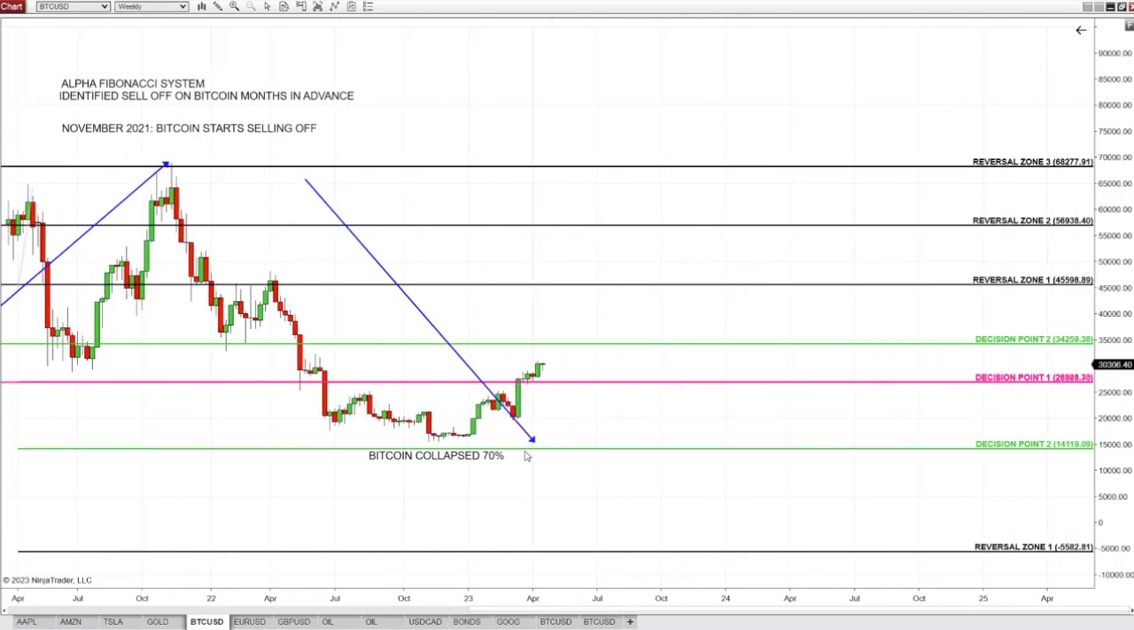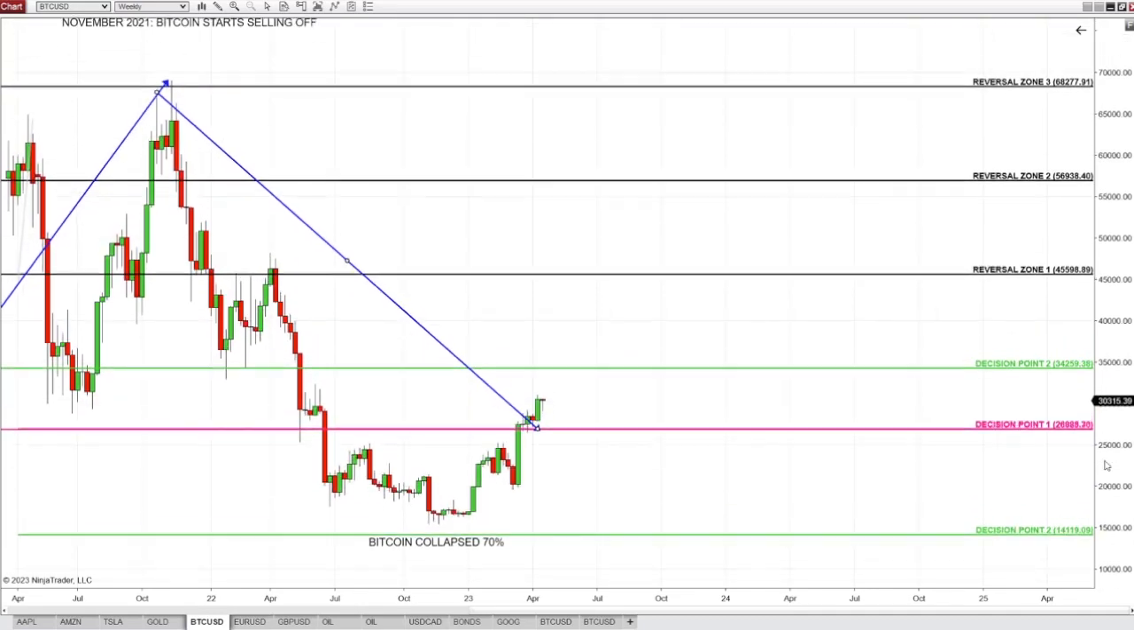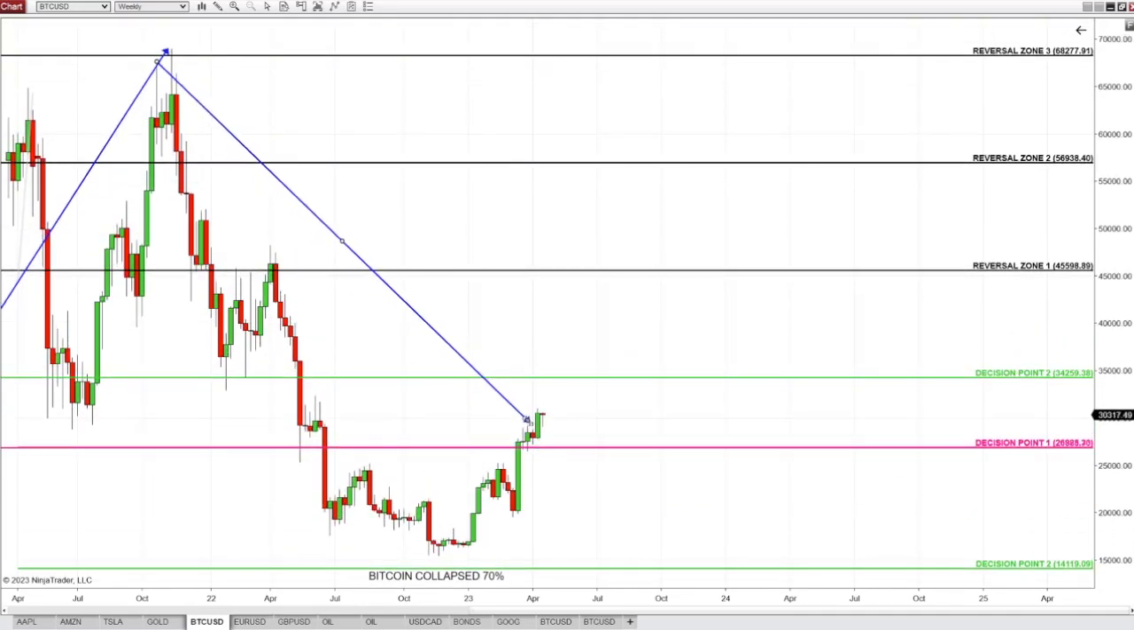Where Bitcoin skyrocketed from is all precise. Correct? This is key support to the downside. This is critical key level of Bitcoin. Price moves one step at a time.